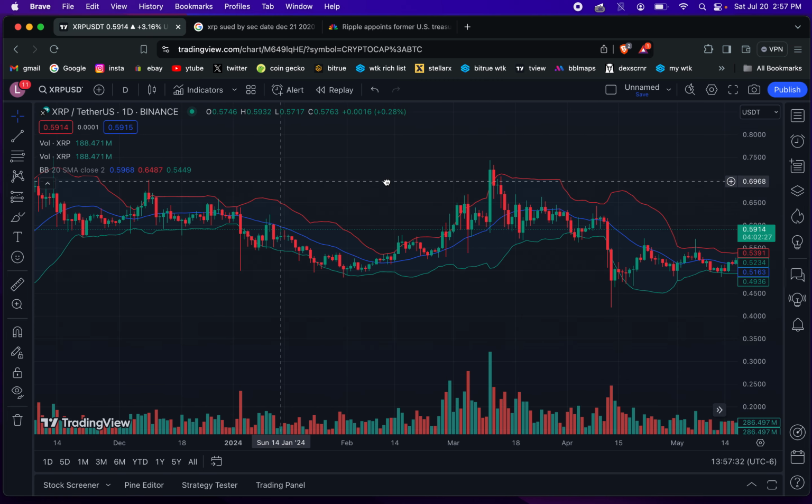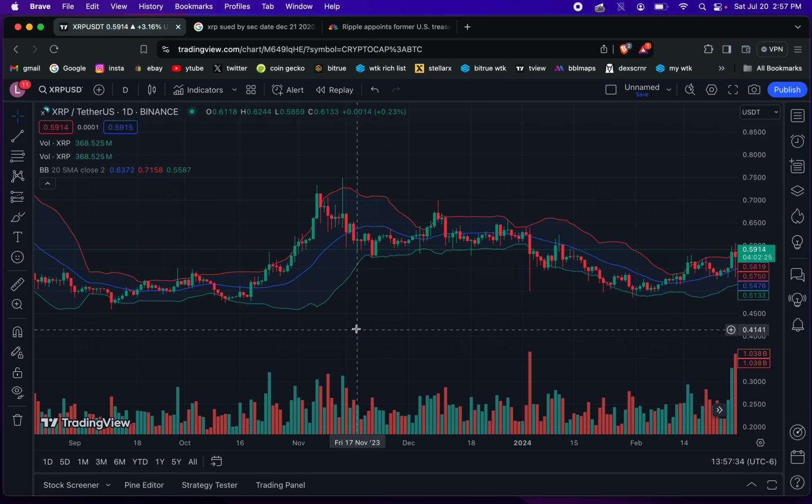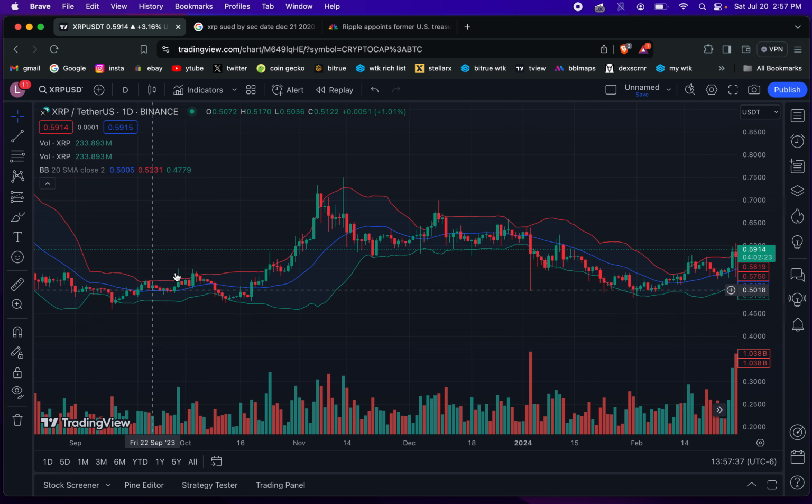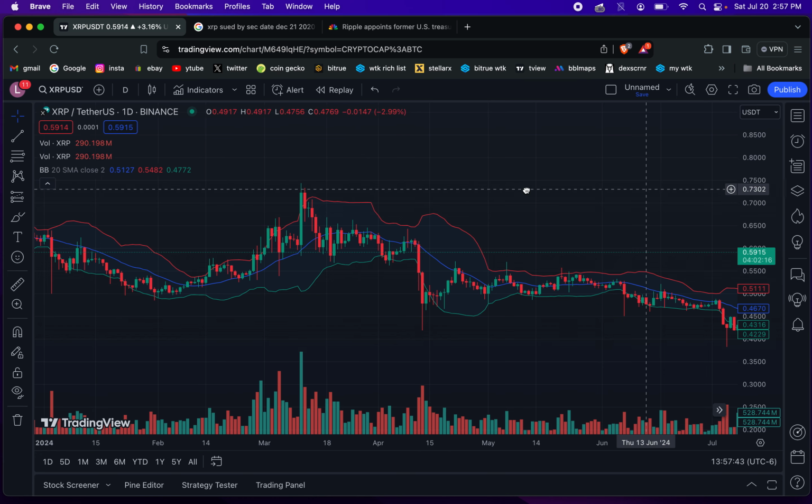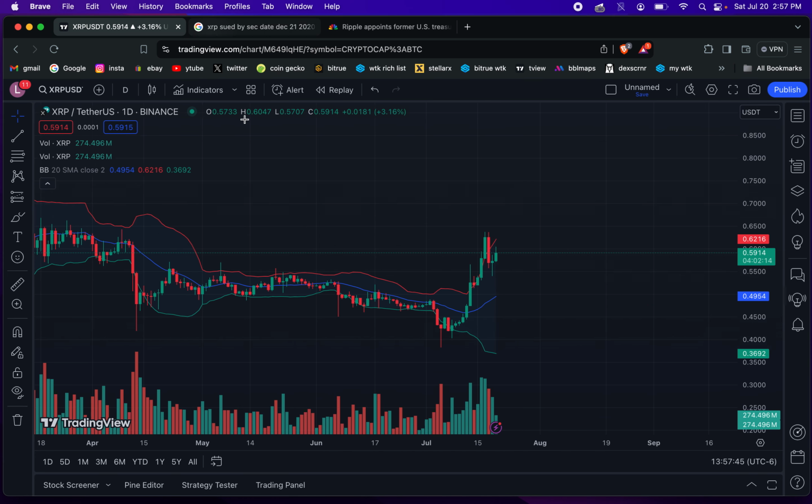Or it can be a big move south. Here's another example right here. They get tight right here, these two bands, and it just broke north. Just another indicator that will show the price action when the Bollinger bands get tight.